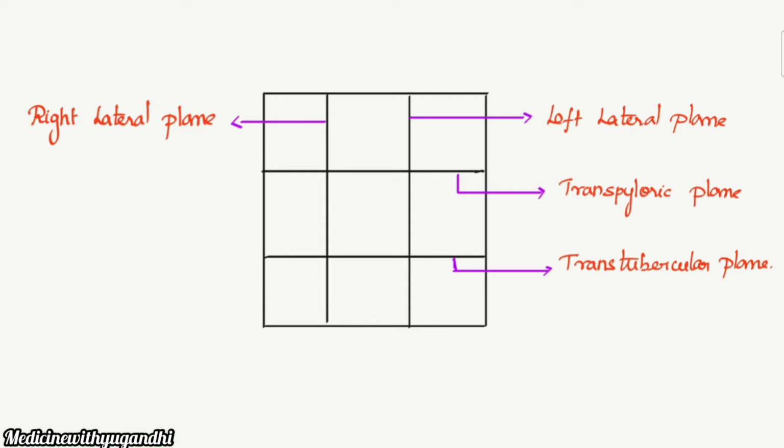Now coming to the position of the appendicular orifice with respect to the planes passing through the abdomen. This appendicular orifice is situated 2 centimeters below the junction of the transtubercular plane with the right lateral plane. So it is situated somewhere here.